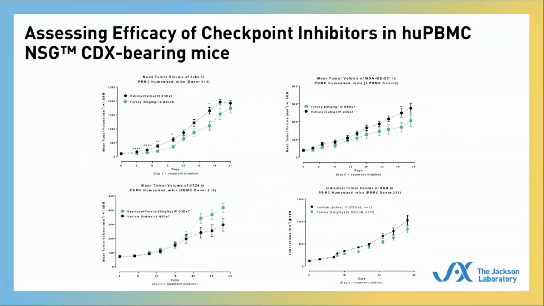We've shown that they permit a growth of a variety of cell-derived xenografts. We're showing here 4 different models. And there's a publication where they actually characterized 13 different CDX models. So those models grow really well in PBMC humanized mice. We could also do checkpoint inhibitor efficacy studies in those mice. So we use the Jekyll cell line, the MDA, the H29, and the RKO.